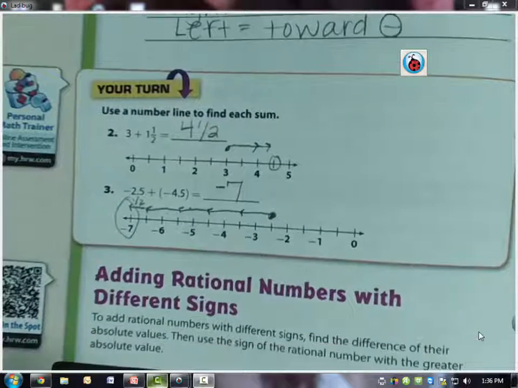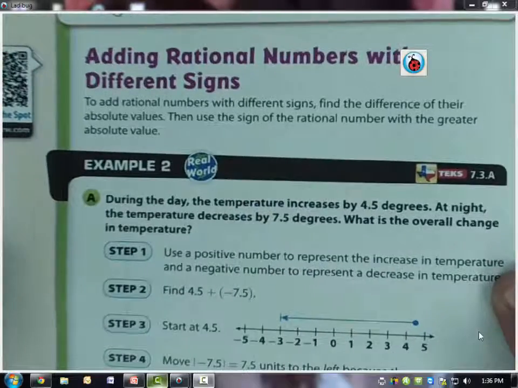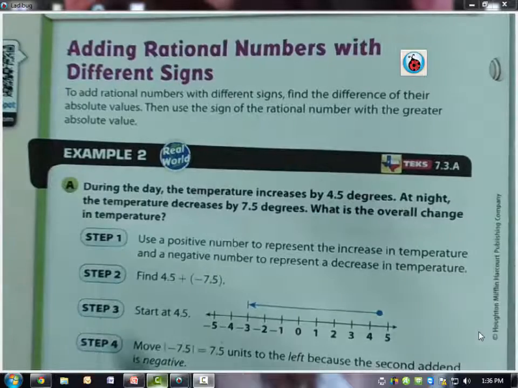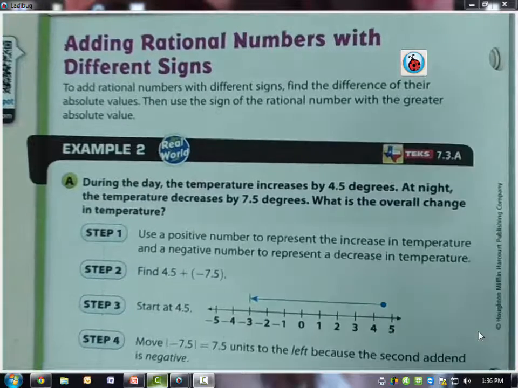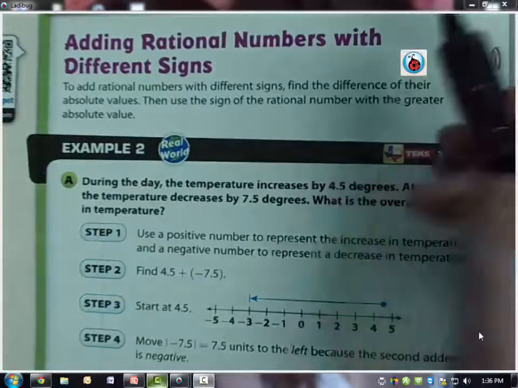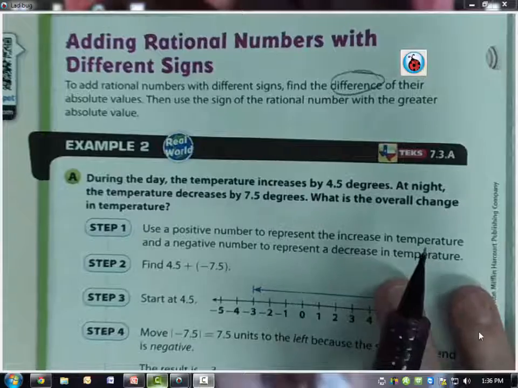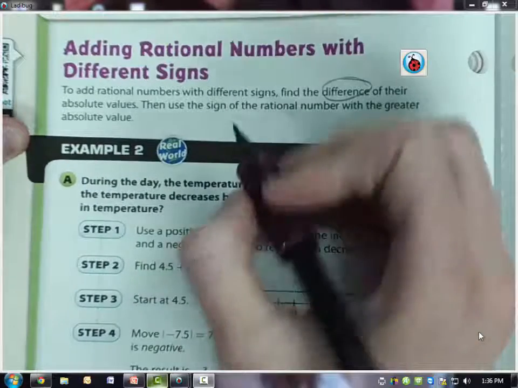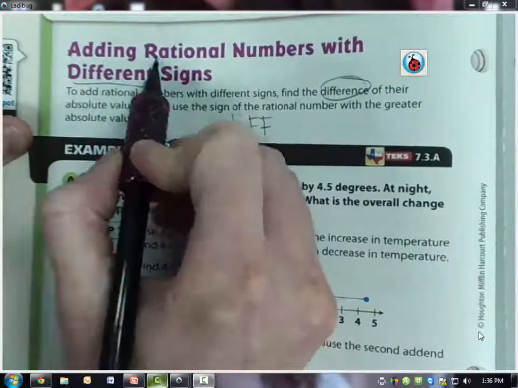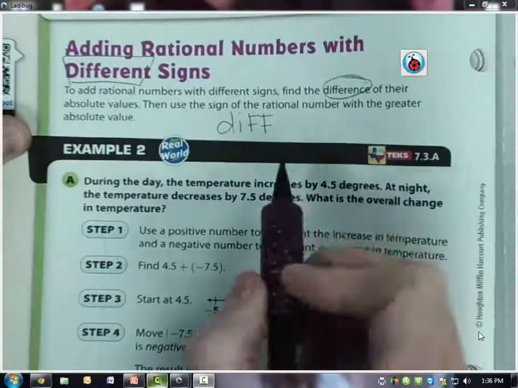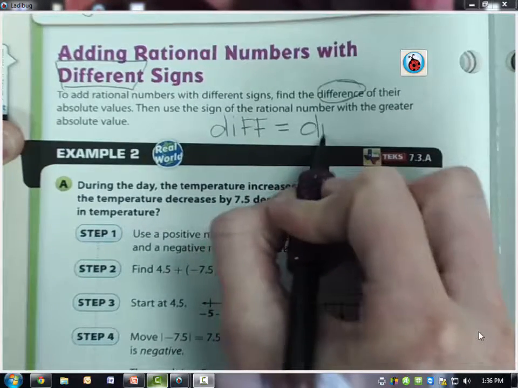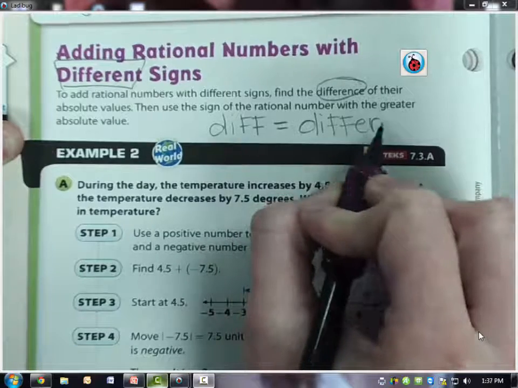Adding rational numbers with different signs. Okay, remembering from last week, let's read this. To add numbers with different signs, find the difference. Now, Miss Hitchcock taught me something that I don't think I said in class, but this is so good. Okay, different has DIFF in it. We're working with different signs this time. We're working with a negative and a positive. So different has DIFF in it, right? And so does difference. So if you can remember that, that can help you too. So if they're different signs, then we take the difference.